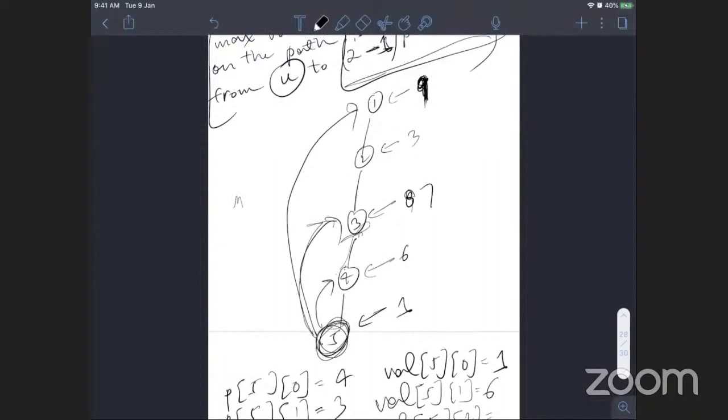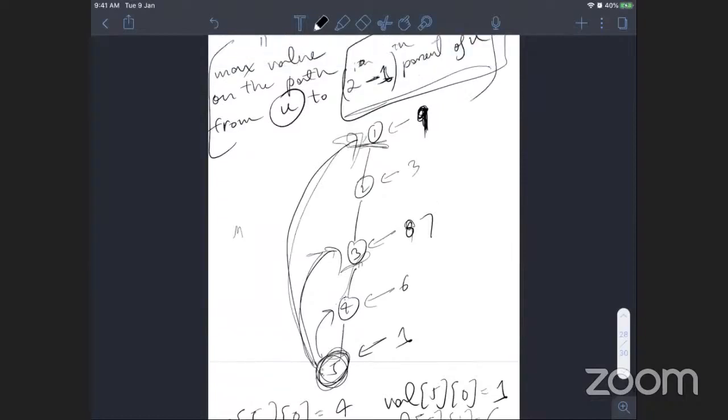Seven. Correct? Because from 5 till 1, but I'm excluding 1. I'm not considering up to 1 also, because it's minus 1. So this portion, and that's 7. Max value is 7.